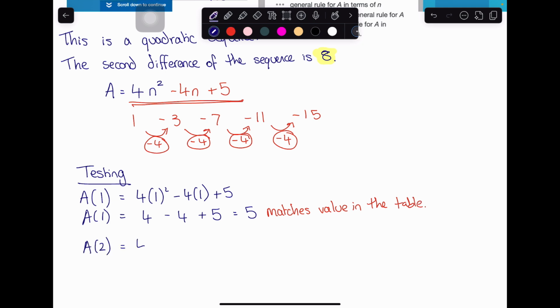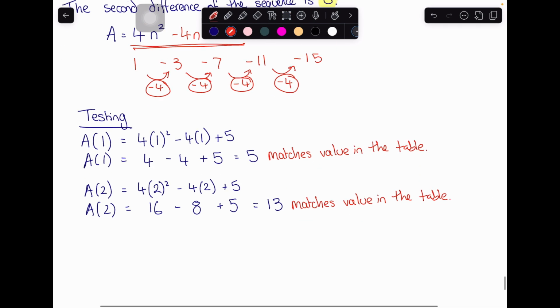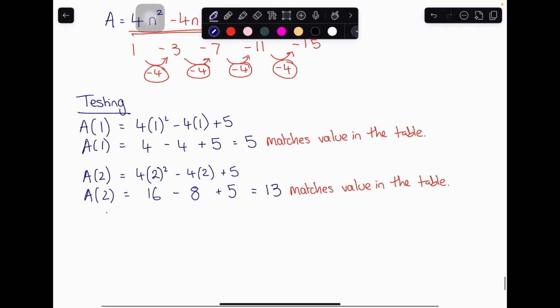Okay, you're going to repeat this process with at least one other. So a lots of 2, a of 2 even. So 4 multiplied by 2 squared minus 4 multiplied by 2 plus 5. Okay, that gives me 4 times 4, which is 16. Subtract 8 plus 5, giving me a final answer of 13. Again, this matches the value in the table, and you want to say this. Your final statement to make at the end of the testing, hence my rule is tested.